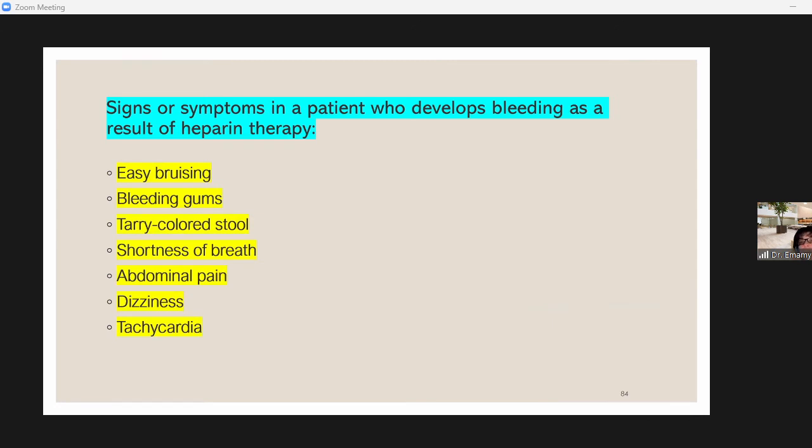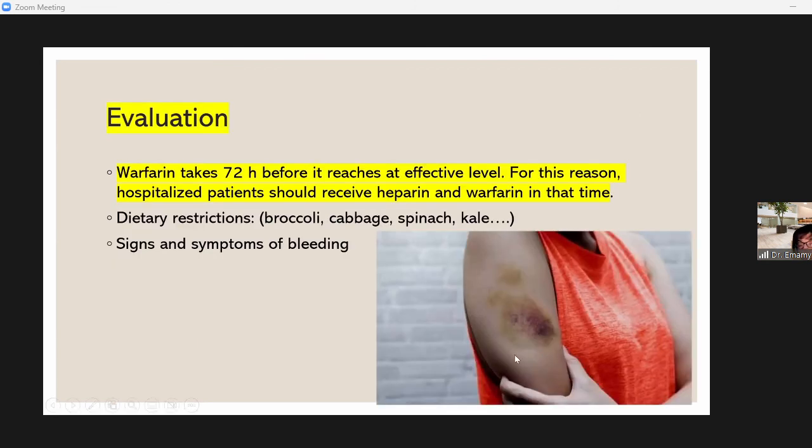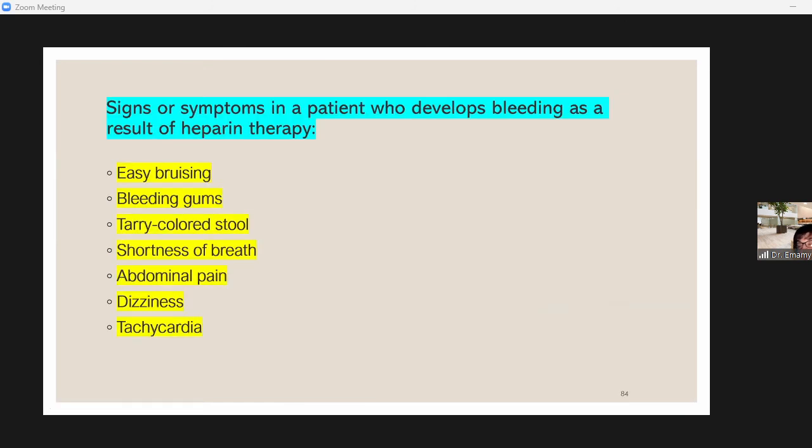Side effects of all anticoagulants, including heparin, warfarin, aspirin, apixaban, they may cause bleeding, increased risk for bleeding. So check your patient for any easy bruising. This is easy bruising: the patient doesn't have any trauma, but has bruising. Easy bruising, gum bleeding, black tarry stool, black stool that is soft shows that the patient has bleeding inside the gastrointestinal system. Shortness of breath, because the patient already lost blood and doesn't have enough blood. And dizziness, abdominal pain, they all could be signs and symptoms of bleeding.